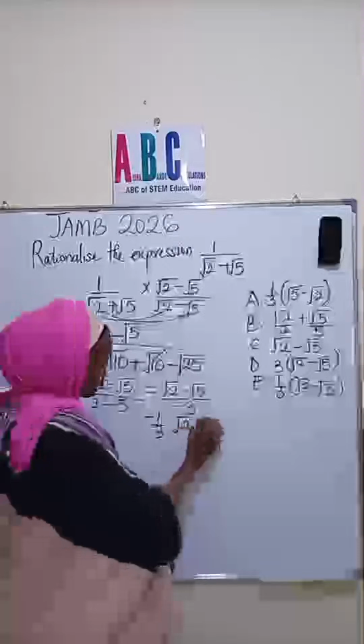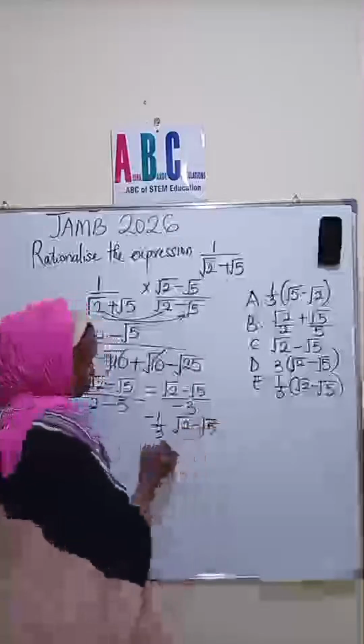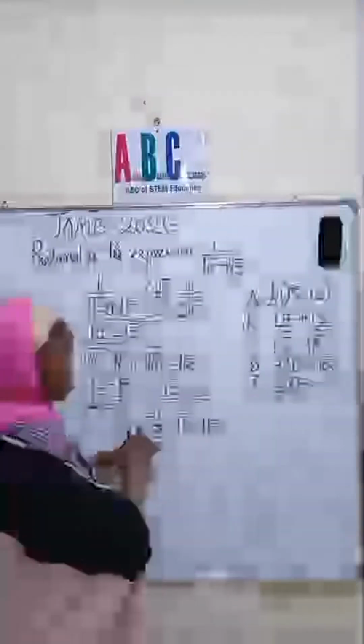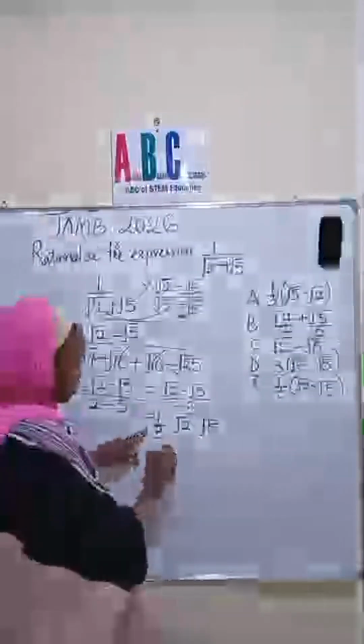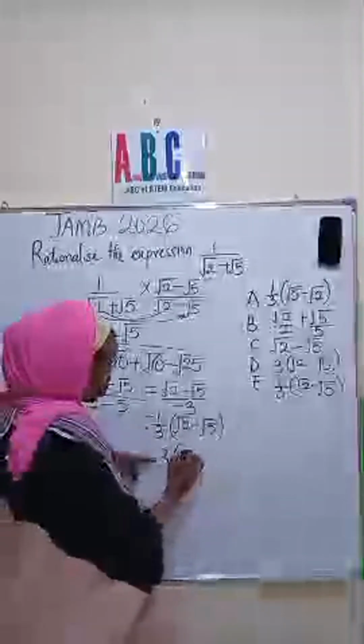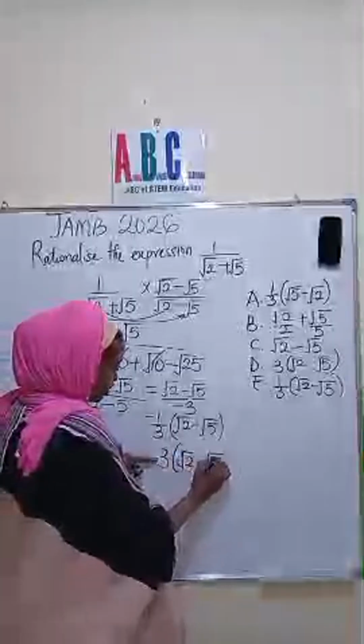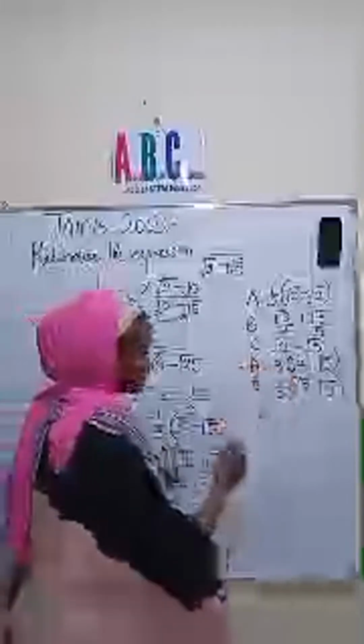Root 2 minus what? Root 5. If you want to take this 3 to up, what will it become? If you're taking the inverse of this, it will become 3, open bracket, what? Root 2 minus root 5. So that is option D.